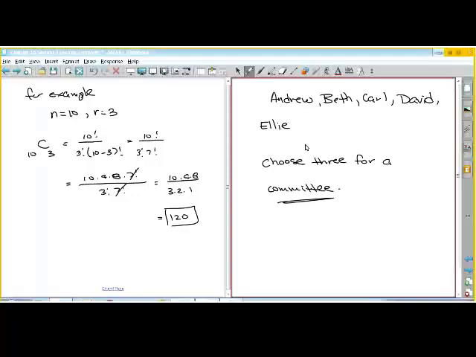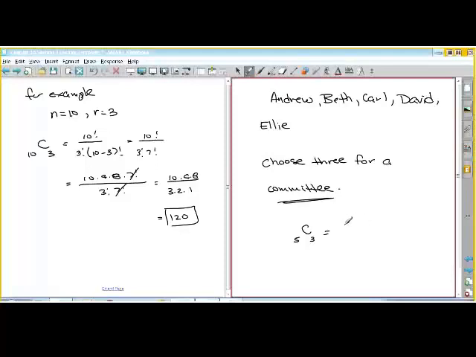Okay, so in this case, let's try this. We have Andrew, Beth, Carl, David, and Ellie. Choose 3 for a committee. So what do we think N is? 5, right? What is R? 3. Okay, so all we have to do is, because we know it says committee, we say, oh, that's combination, and we just do 5 things taken 3 at a time, and then we just plug it in the formula.